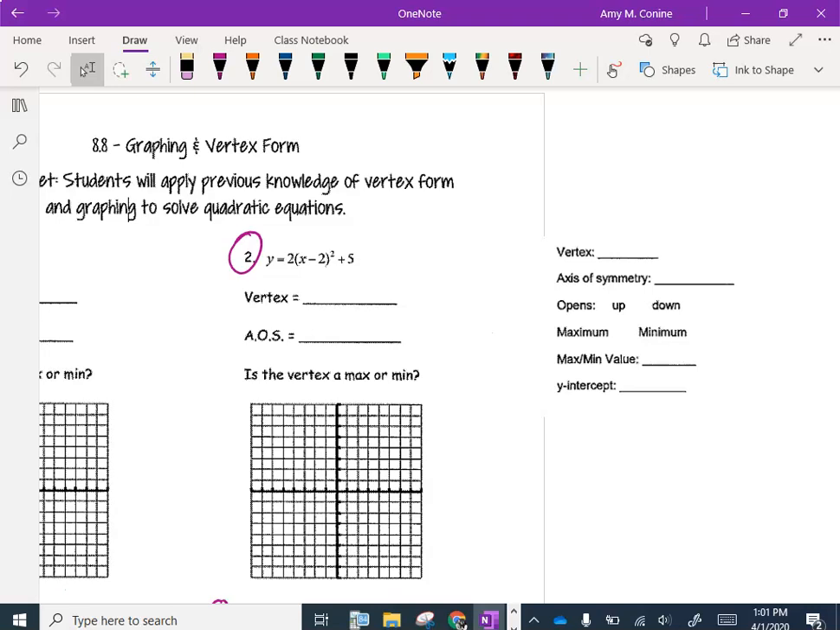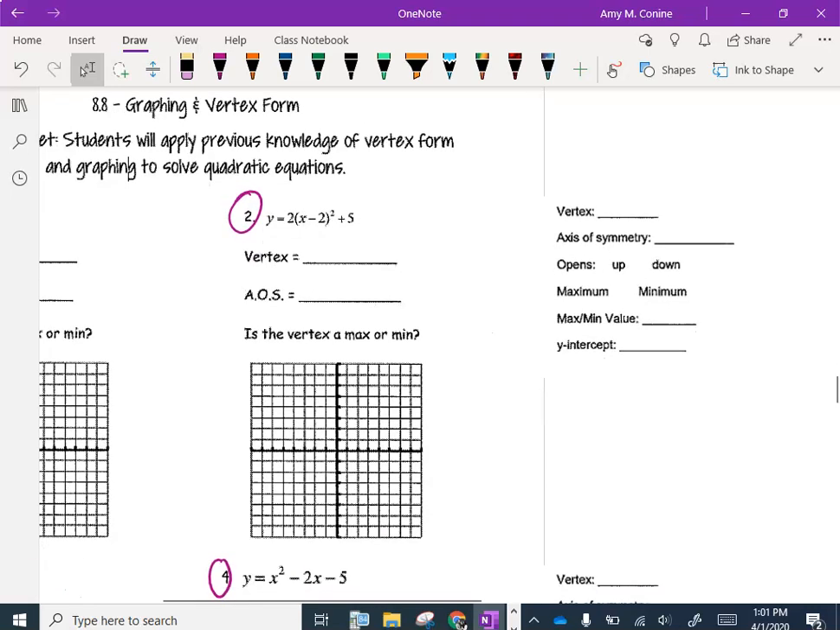So the first one I want to do is number 2. I'm going to jump around, try to make this as quick as possible for you. So for number 2, we have y equals 2 times the quantity x minus 2 squared plus 5. So from our vertex form conversations, we can identify our vertex here, which are the h and our k. Remember, it's always the opposite of what h actually is. So this is going to be a 2, positive 5.